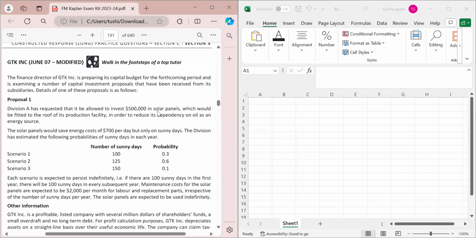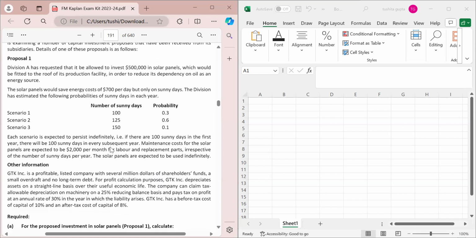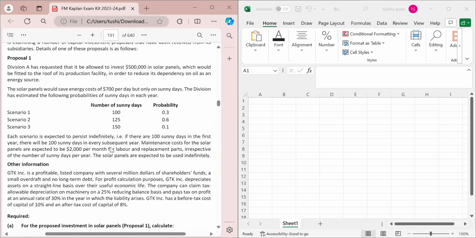So the finance director of GTK INC is preparing its capital budget for the forthcoming period and is examining a number of capital investment proposals that have been received from its subsidiaries. Details of one of the proposals is as follows. Proposal number one, Division A has requested that it be allowed to invest $500,000 in solar panels, which would be fitted in the roof of its production facility in order to reduce its dependency on oil as an energy source. Now, the solar panels would save energy costs of $700 per day, but only on the sunny days.